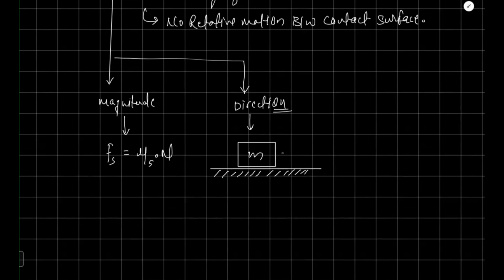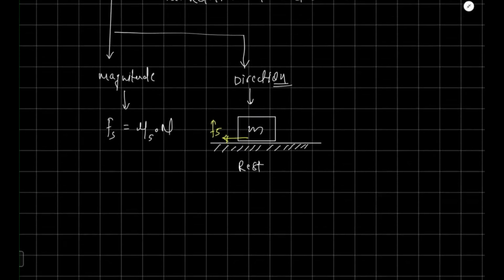Suppose you are applying force in this direction, but the block is not moving, it is at rest. So it has a tendency to move in this direction only, so the friction force will act in this direction, static friction. Similarly, if you push this block like this, what happens in this case? The friction force will act opposite to the tendency of relative motion. So here, the direction of friction force is going to be like this.